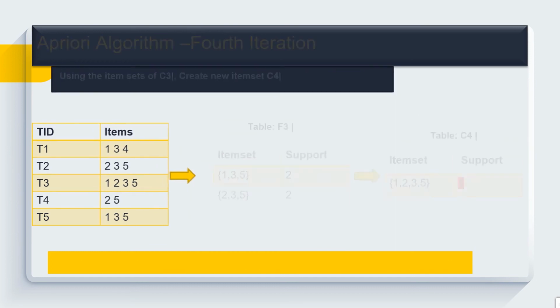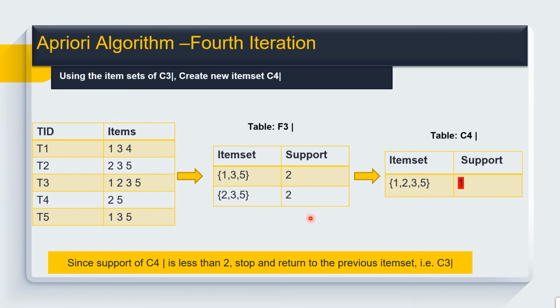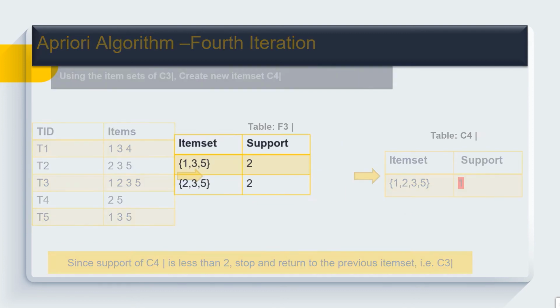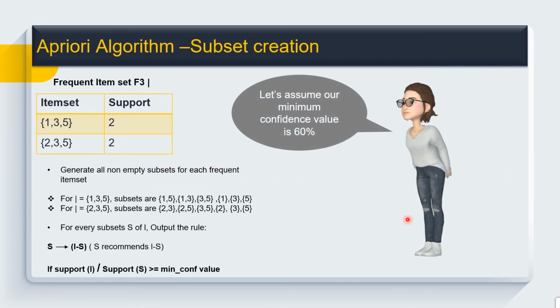Now if we use the items of C3 to create the items of C4, what we find is that we have the item set 1,2,3,5, whose support value is 1, which is less than the minimum support value of 2. So what we are going to do is stop here and return to the previous item set, that is table C3. So the final table F3 has 1,3,5 with the support value of 2 and 2,3,5 with the support value of 2.